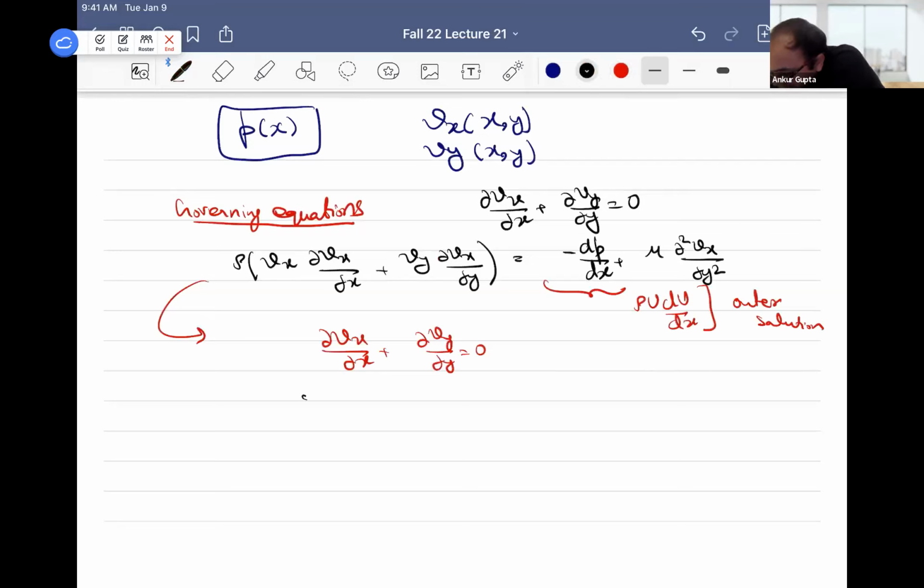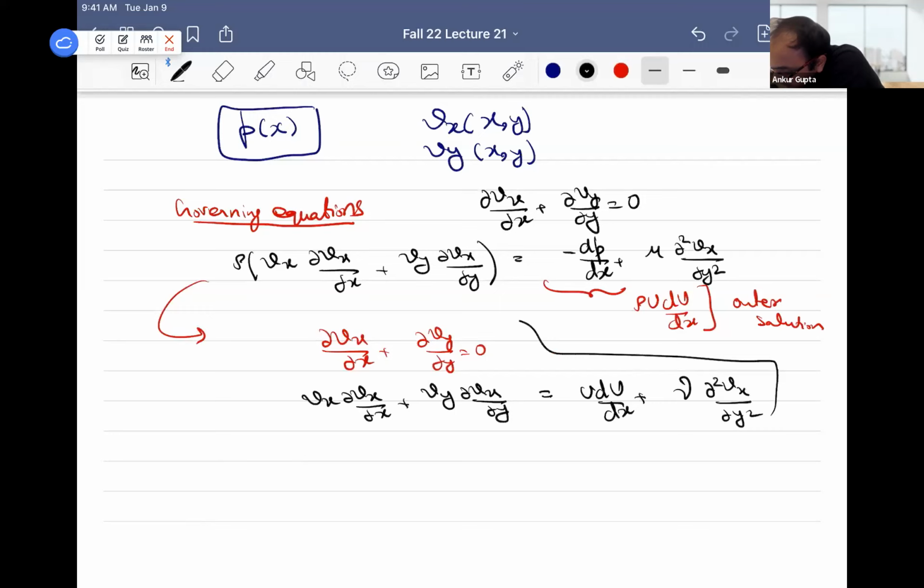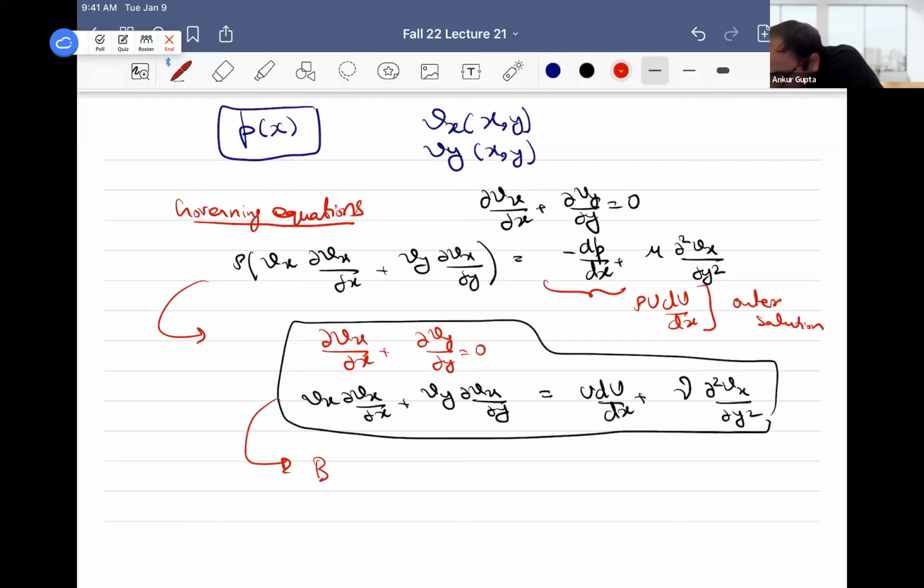Outer solution, then here we'll get Vx ∂Vx/∂x plus Vy ∂Vx/∂y. Taking a step further, u du/dx plus nu, which was the kinematic viscosity. These are our boundary layer equations. So these are boundary layer equations for flow, and they are extremely important for fluid mechanics and for general engineering on drag calculations.